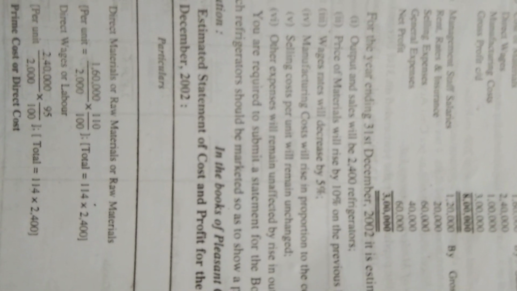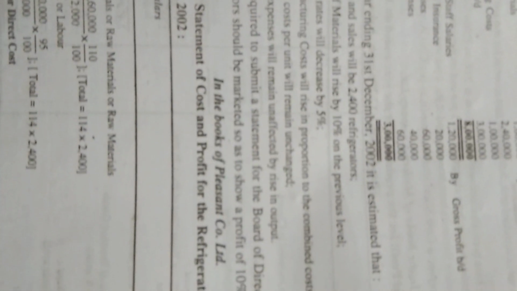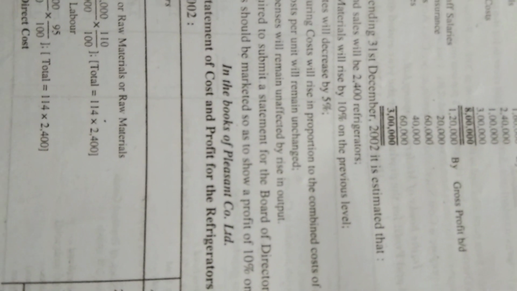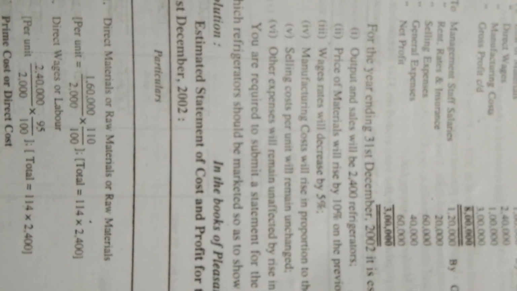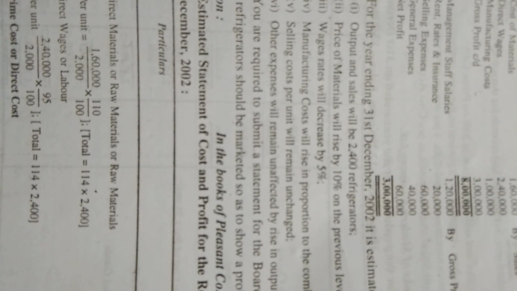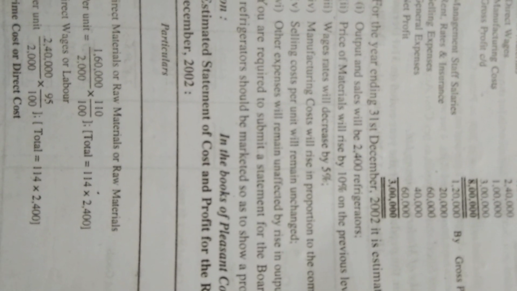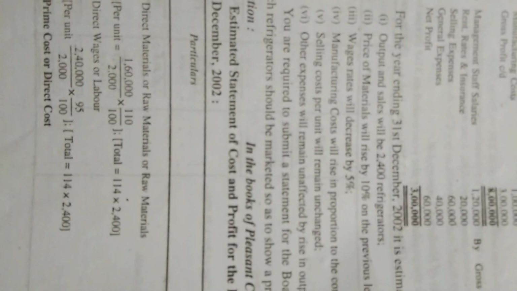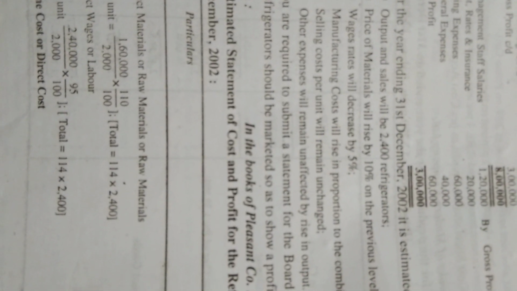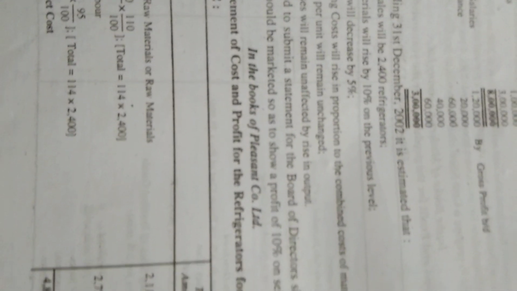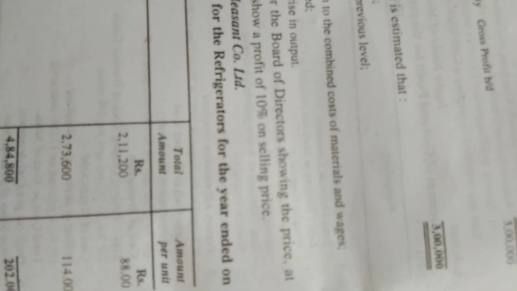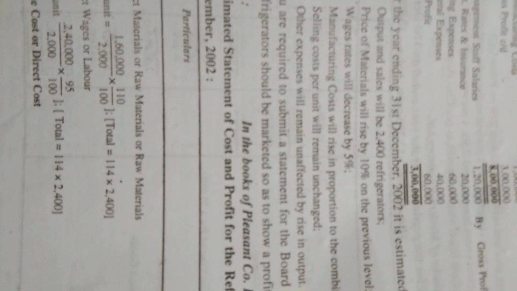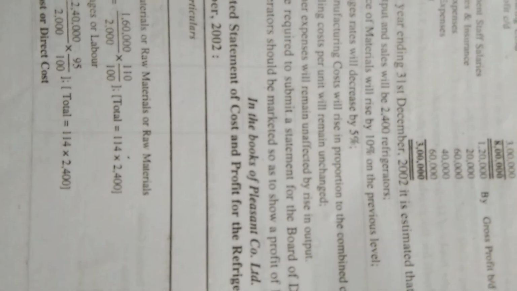Now the important thing, what they are asking for 31st December 2002 is an estimate. Look at the term estimated: you are asked to calculate the cost for 2400 refrigerators. The price of materials will rise by 10% on the previous level. The wage rate will decrease by 5%. Manufacturing cost will rise in proportion to the combined cost of materials and wages. Selling cost per unit will remain unchanged. Other expenses will remain unaffected by the rise in output.